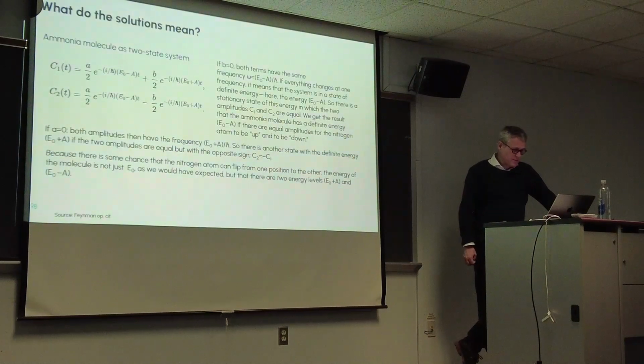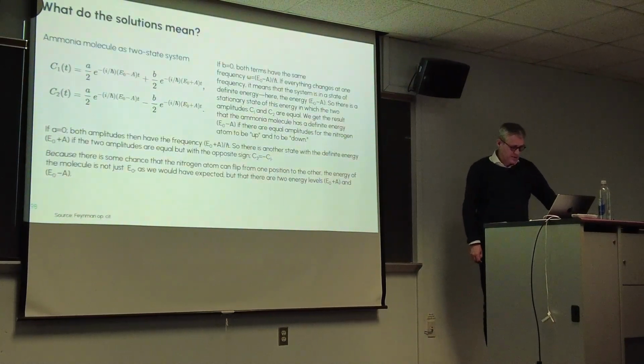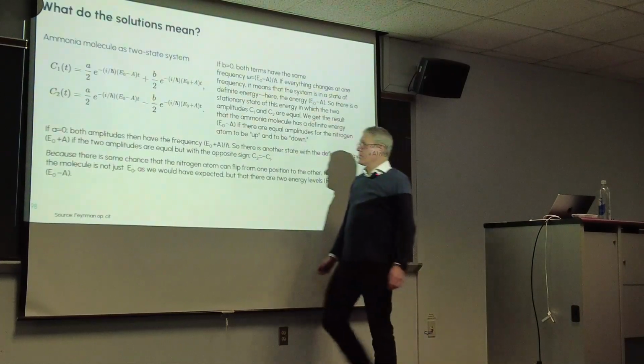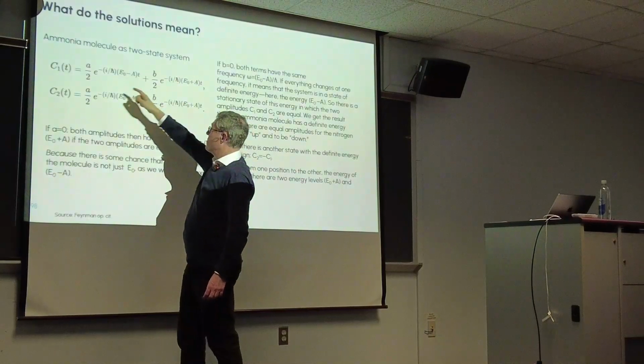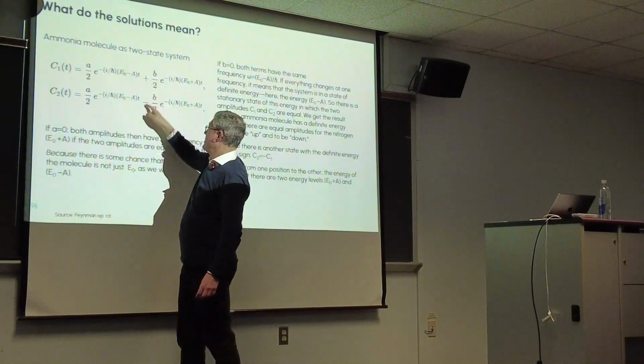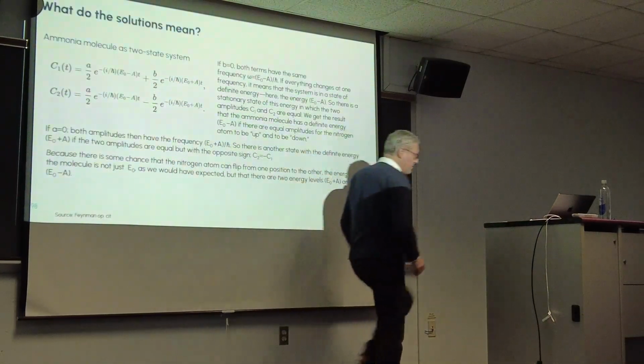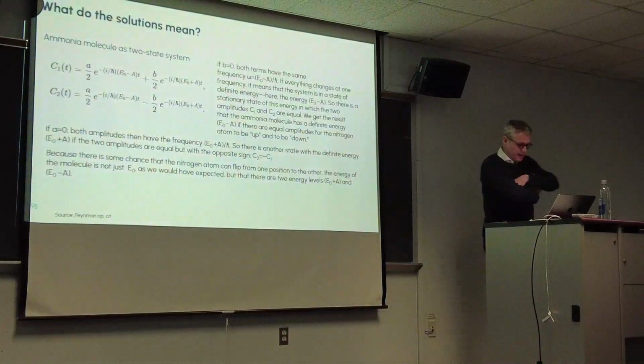So there's another state with definite energy, if the two amplitudes are equal but have the opposite sign, and that's here. Because if A is 0, then I have a positive sign here, a negative sign here, and the rest is the same. So that means that C2 is then minus C1.